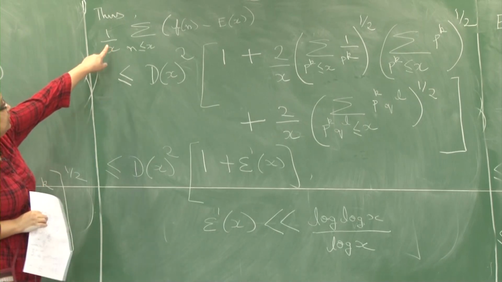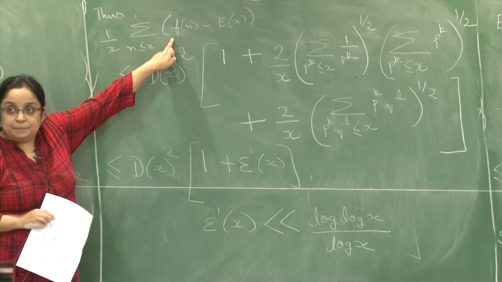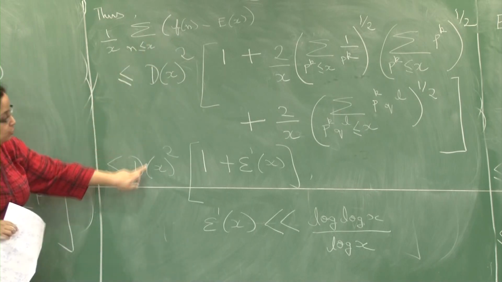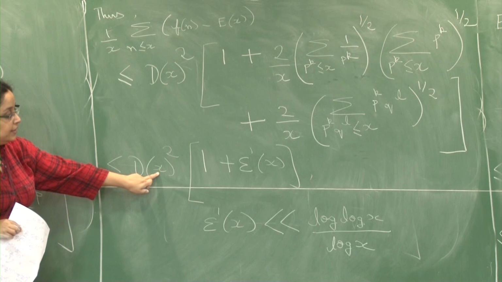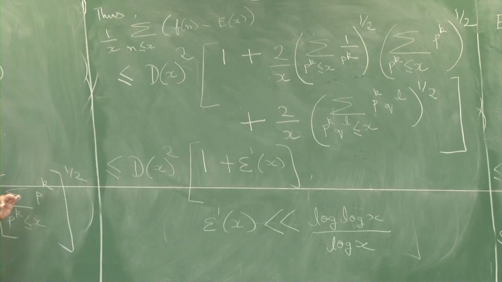So, what have you done? You have shown that if f is a non-negative function, then this sum is less than or equal to the square of d of x times 1 plus something which is going to 0 as x goes to infinity. Okay, so we have actually proved the Turan-Kubilius inequality for non-negative functions.